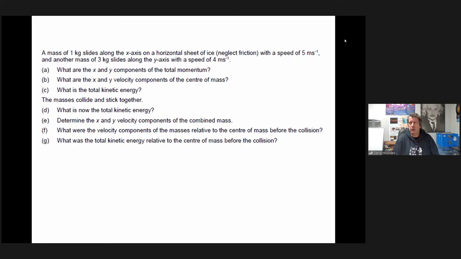The situation is set up very simply with some very nice numbers that will allow you to calculate this. We have something going along the x-axis, traveling at a speed of 5 meters per second, so it has a momentum of 5 kilogram meters per second, and something traveling a little bit slower but with more momentum, coming in along the y-axis at 12.